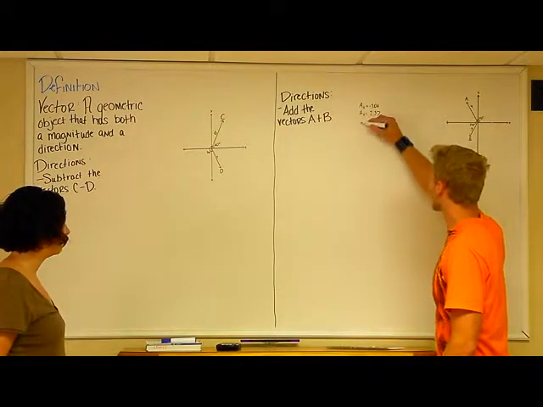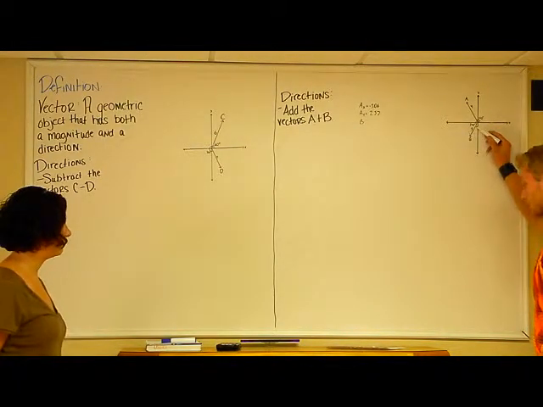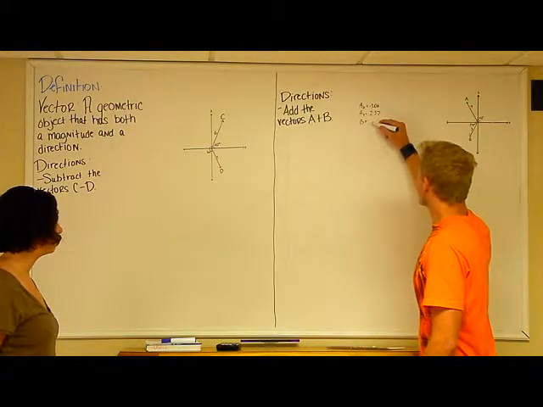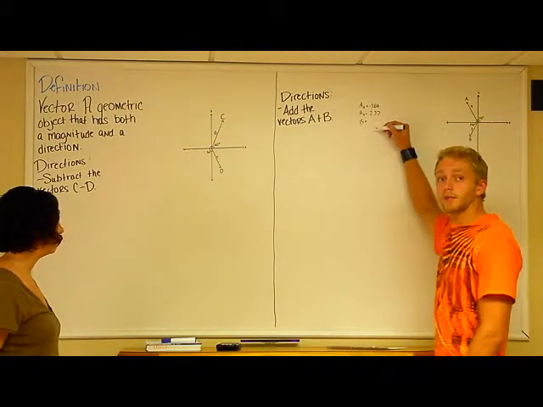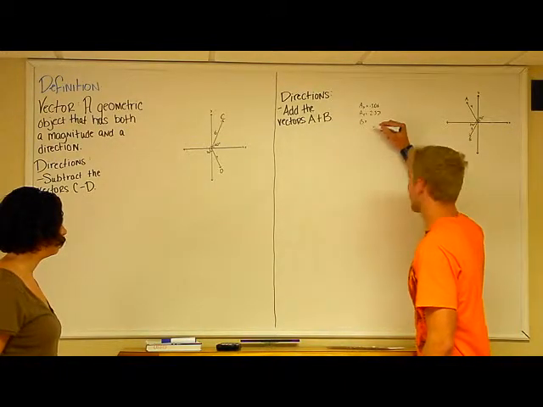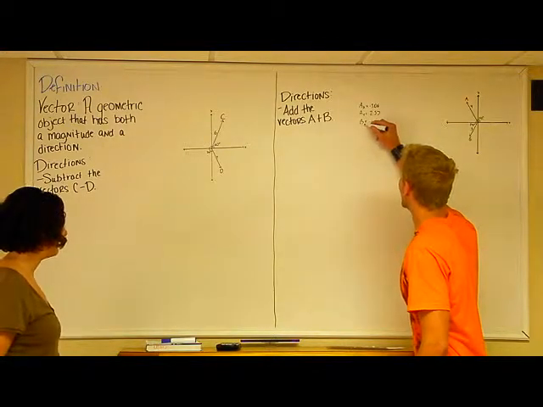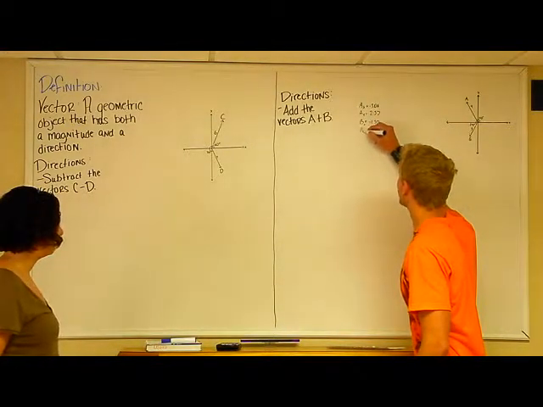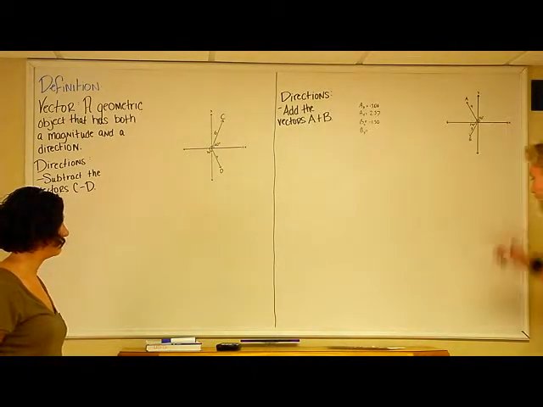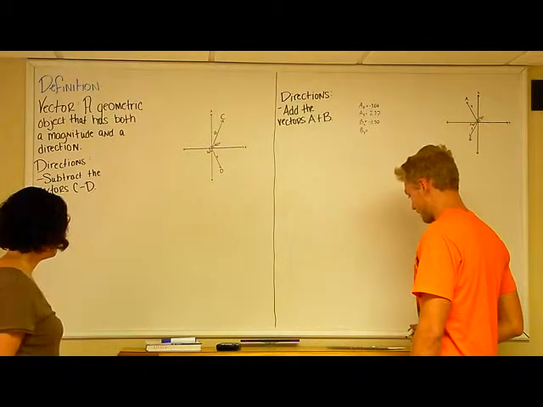Now for B, we have a magnitude of 3 and an angle of 240. So for Bx, that would be 3 times the cosine of 240, which would equal negative 1.50. And for By, we would have 3 times the sine of 240, which would be negative 2.60.